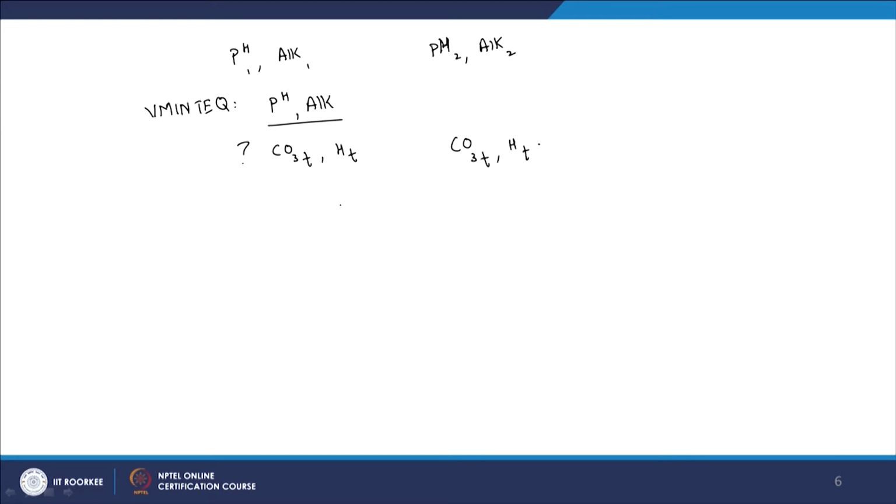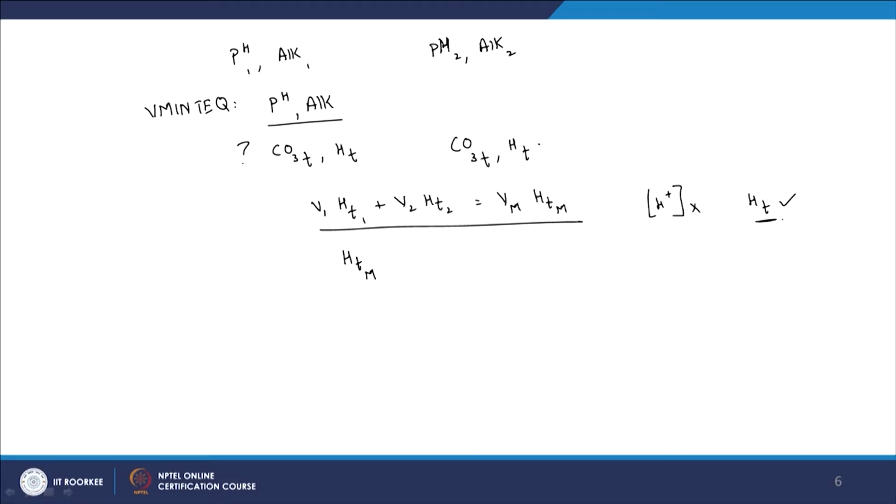So then again what can I do now? H total again is a conservative quantity, so V1 into H total 1 plus V2 into H total 2 is equal to volume of the mixture into H total of the mixture. So from this particular balance equation we can now calculate H total of the mixture. So unlike H plus concentration, H total is a conservative quantity. H plus is not a conservative quantity, but the total H is, and that is why we applied the relevant component balance here, and we now can calculate H total of the mixture.